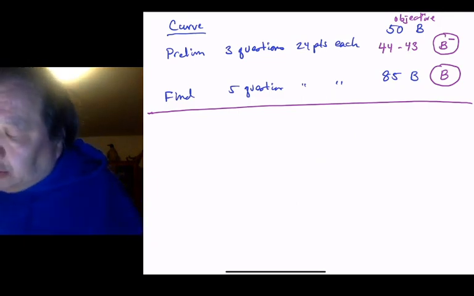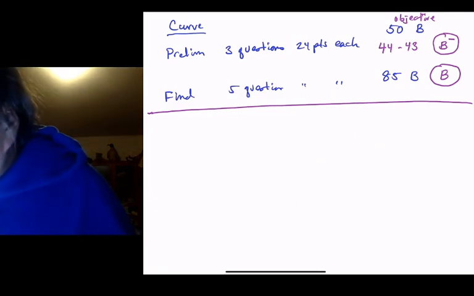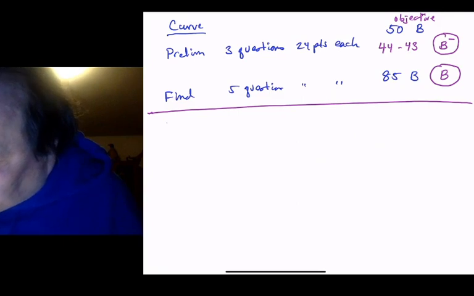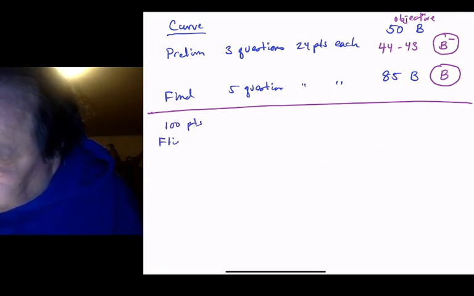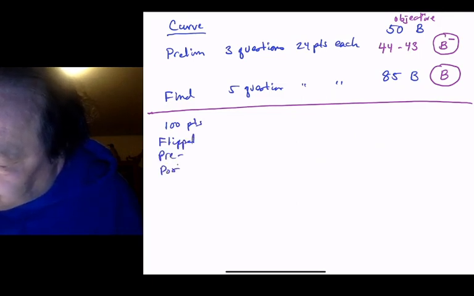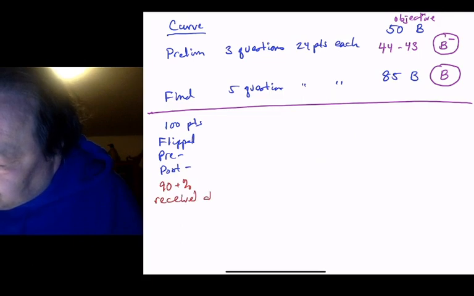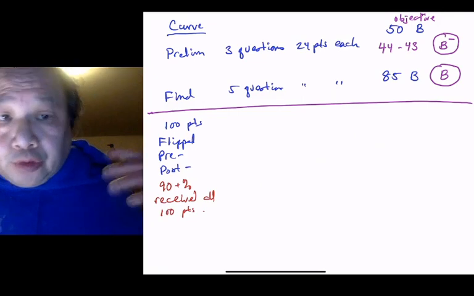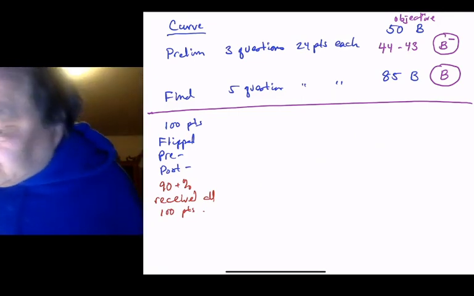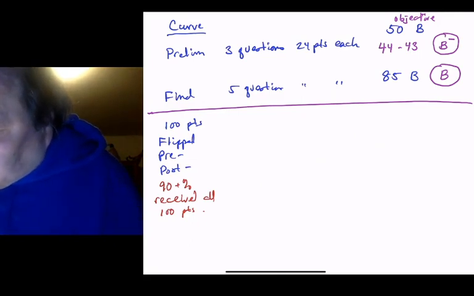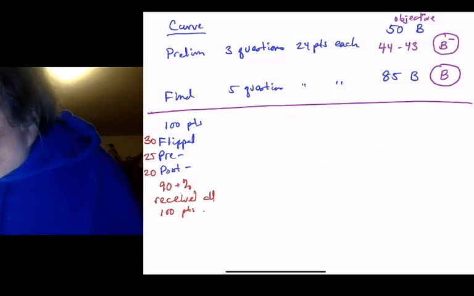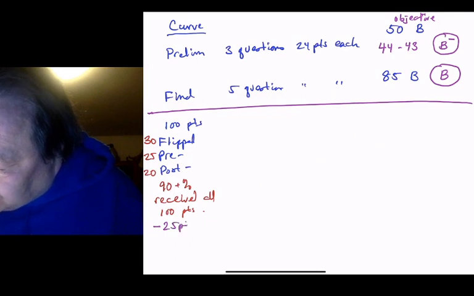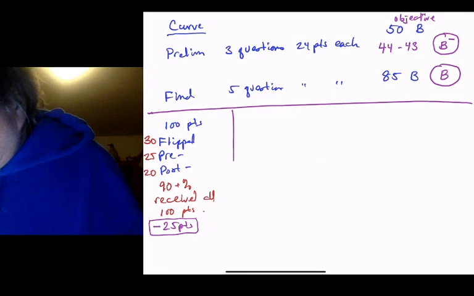Okay. Now let's get to the actual computation of your grade. There are three parts. There is the 100 points from flip class, pre-lecture, and post-lecture. And 90 plus percent of the class received all 100 points. If you didn't receive all 100 points, that should cost you in your course grade, because our idea was that if you do your work every week for every lecture, you would get all these. Over 90% of the class did that. So let's say you only got 30 points on flipped, 25 points on pre, 20 on post. That's a total of 75. The number you should record then is minus 25 points. You can only be penalized in this portion by not doing your work.